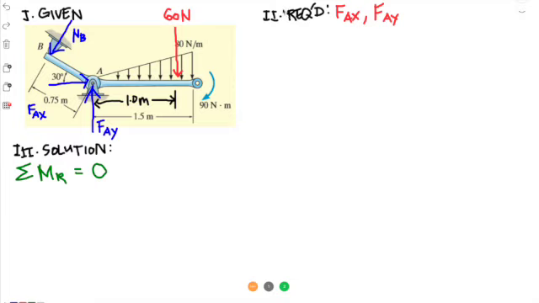So what is required? We need to look for FAX and FAY, the reactions at point A. So our solution will start with doing a summation of the moments.